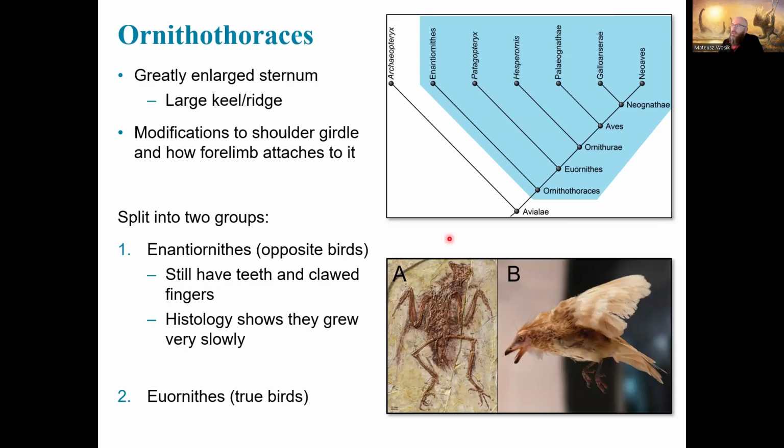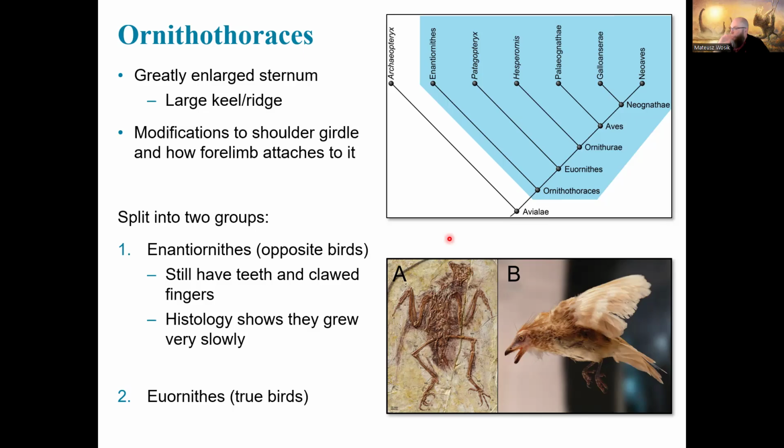So the next group here are ornithothoraces. These will start to develop that very characteristic large keel on that sternum. Whenever you've had a turkey for Thanksgiving or a chicken breast or something, that big keel on that sternum, that part that comes out, that's what we're talking about, okay? And this is where that modification starts to occur, that evolutionary novelty.